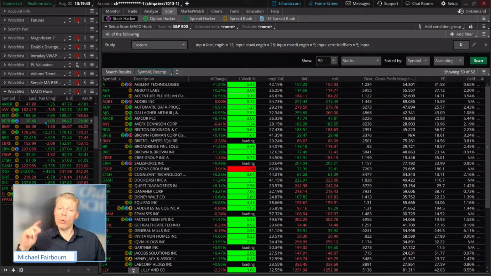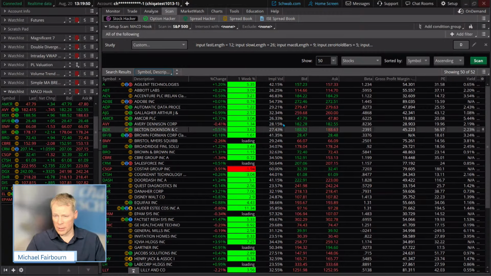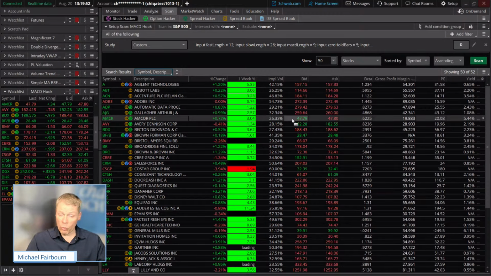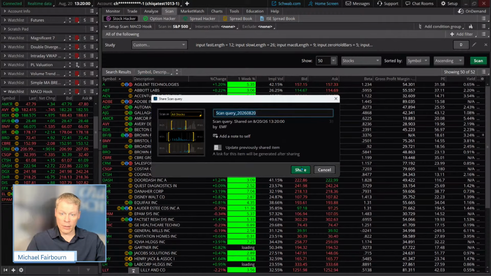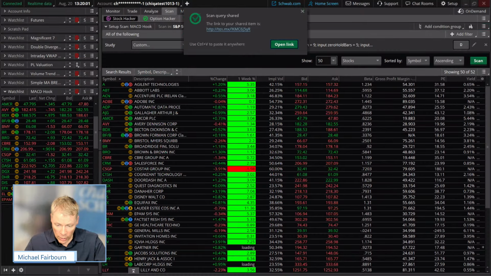But over here, it updates. If a new one comes in, great. Every day, new stuff. One comes in, one comes off. You've got it updated. It's really a nice feature here. That's one really excellent benefit of our scans over here. But yeah, it's only on the S&P 500. Let me share this right now. Share the scan query. And I'm going to show you where to put this as well.